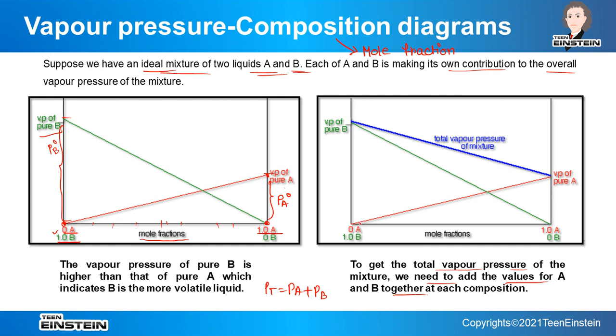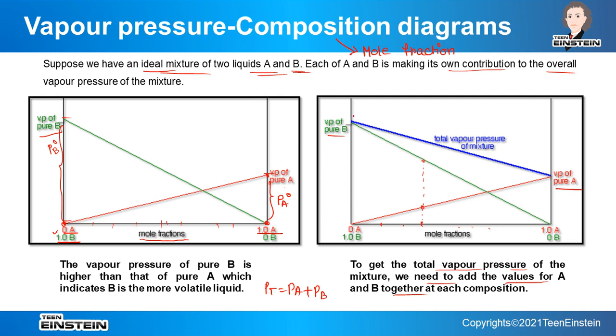Suppose you are seeing this red line which is for A and the green line which is for B. Suppose we are somewhere here, so just draw a line. Under this mole fraction, this will be the vapor pressure of A, this will be the vapor pressure of B, and if we add these two, then we will get the corresponding total vapor pressure. In this way, all the points that we get at different mole fractions, if we add them, we will get this blue line which is for the total vapor pressure of the mixture. And see here, this blue line is a straight line, it is not a curved line.